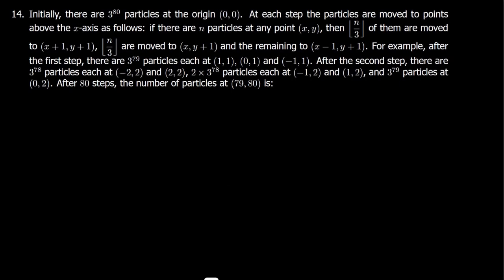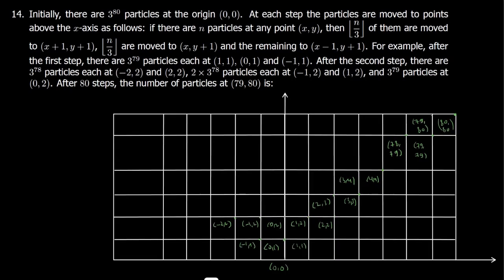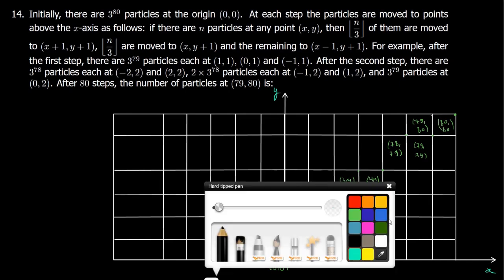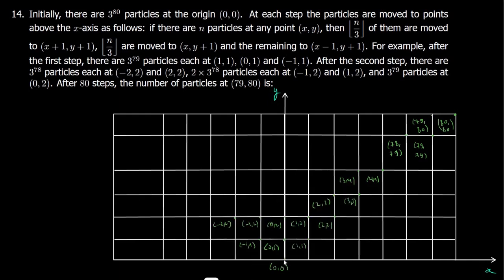Alright, in this question, I have made a diagram which let me share with you. So here we have made a grid where this is the origin, this is the x-axis, this is the y-axis. Now, what is happening is that in each turn, suppose initially there are 3 power 80 particles at 0, 0. And in each turn, 1/3 of the particles go just above the place, just on the top right and just on the top left. And this process continues.